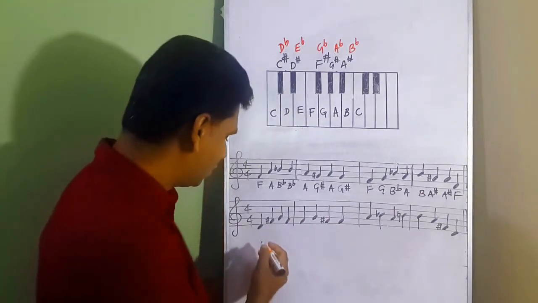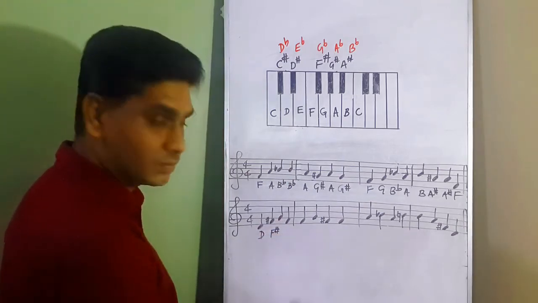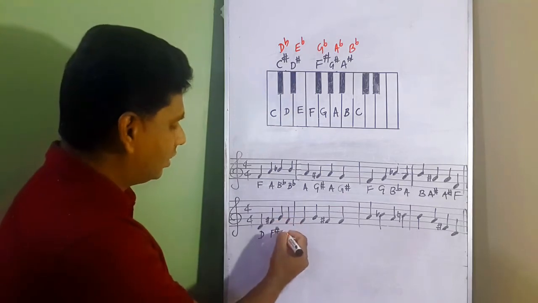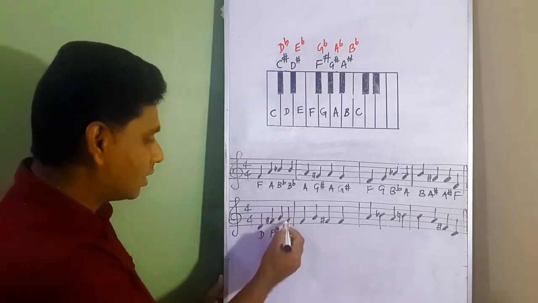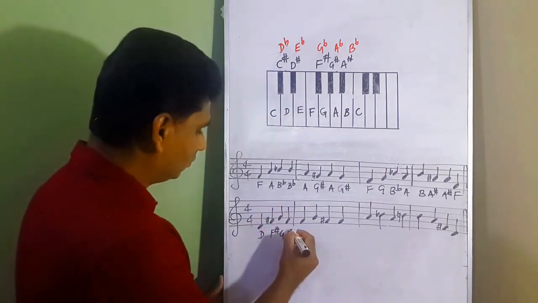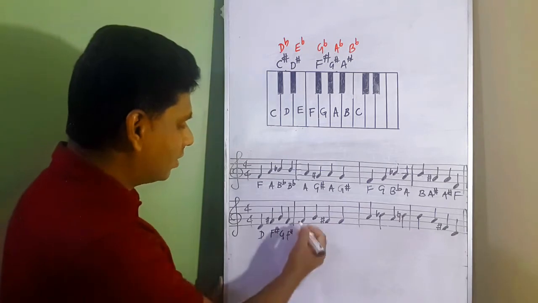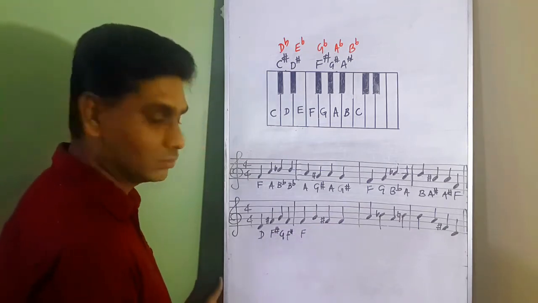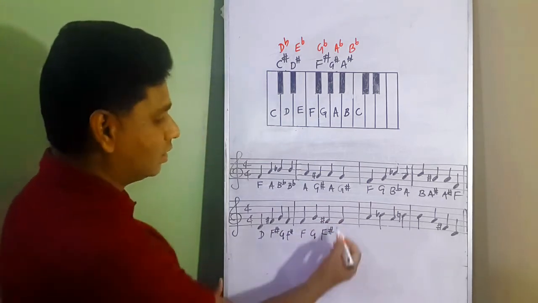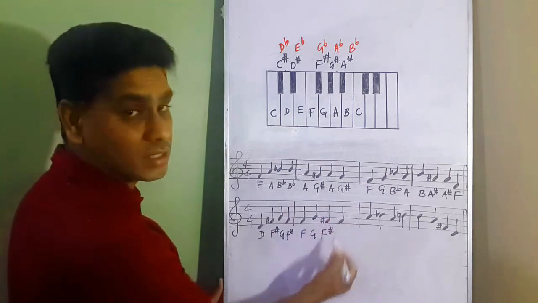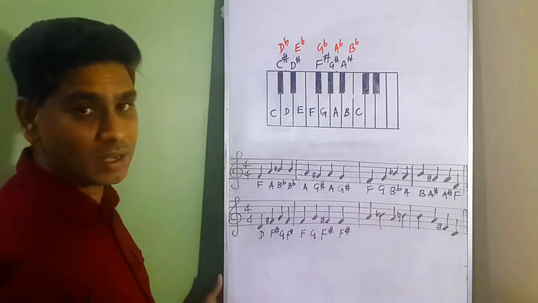Second example, this is note D, F sharp, G, and this is also F sharp because of this accidental. It goes to this F note. And there's a bar line. Accidentals will be cancelled. In the second bar, this is F, G, and F sharp. This is also F sharp because of this sharp symbol. And all the accidentals will be cancelled because of the bar line.